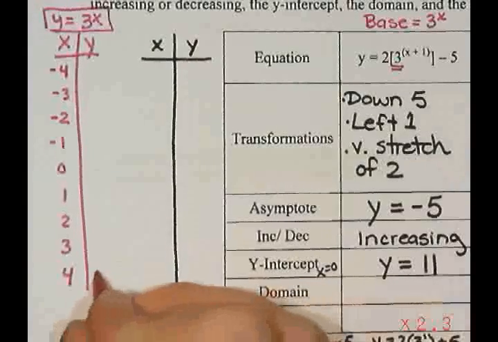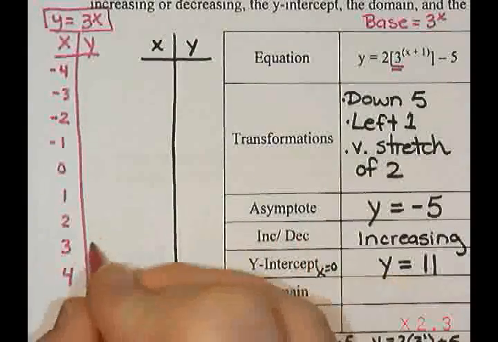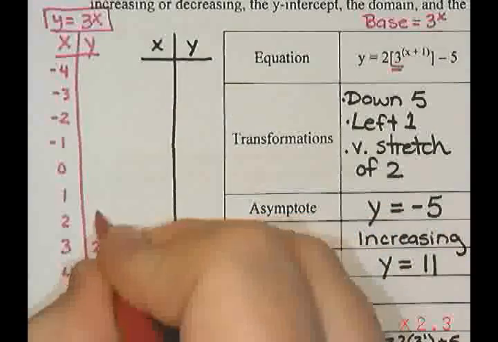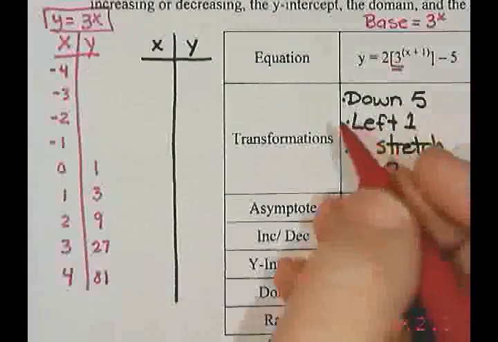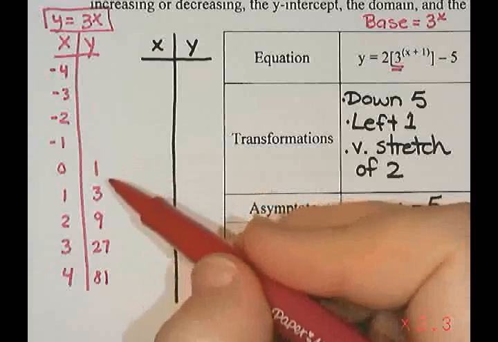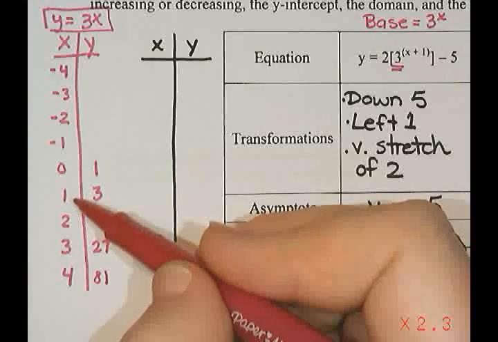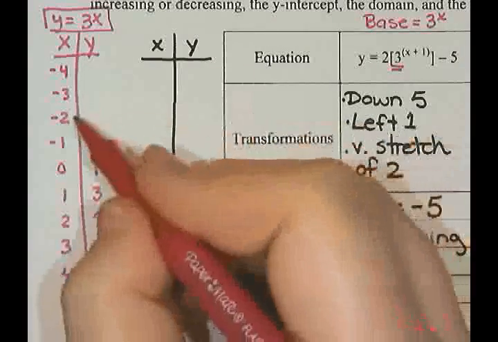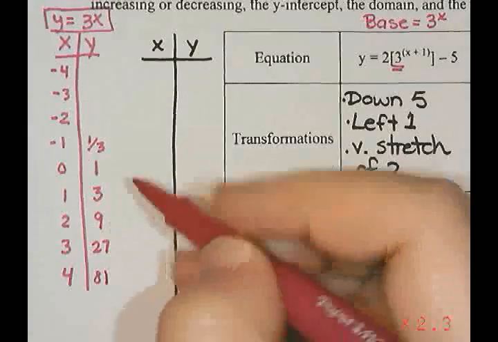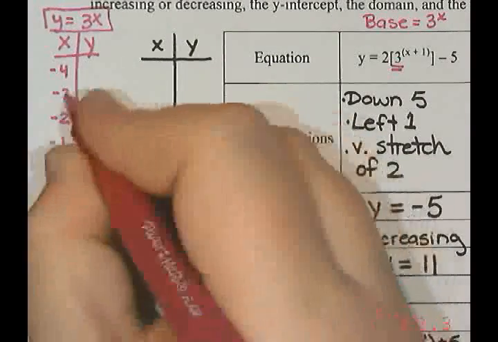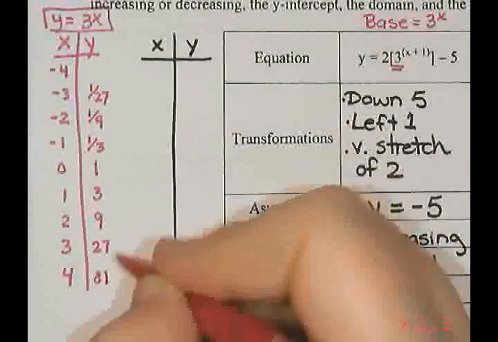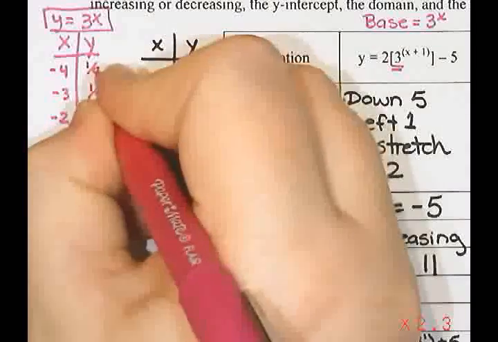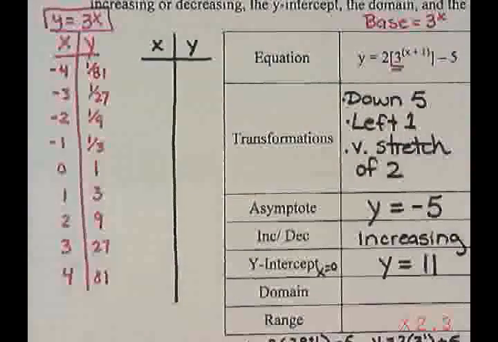So 3 to the power of 4 is 81. 3 to the power of 3 is 27. 3 squared is 9. 3 to the 1 is 3. Anything to the 0 is 1. 3 to the -1, a negative exponent makes a fraction. So actually, if I take 3 to the power of 1, I flip it over, I make it a fraction to get 1 over 3. Okay, -2, we take positive 2, flip it over, make it a fraction, so 1 over 9. Same thing with the 3, I get 1 over 27. And for 4, 1 over 81. That's my basic table.